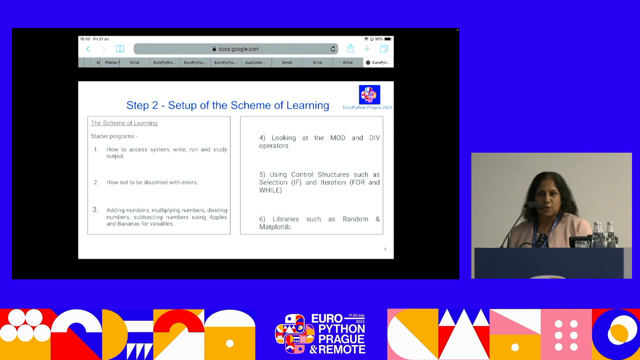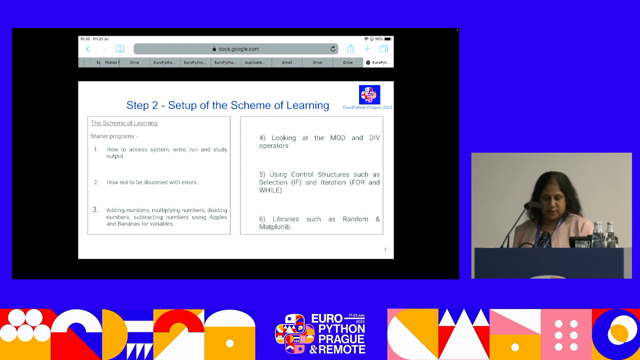Next, we introduced the concept of mod and div, with examples of eliciting whether a number was odd or even, or if a number was divisible by another number. Now, these programs also proved popular, but we began to realize that these students were not used to the idea of remainder, as they were always using the calculator, which gave decimal points. We then went on to control structures with the selection if and iteration for and while.